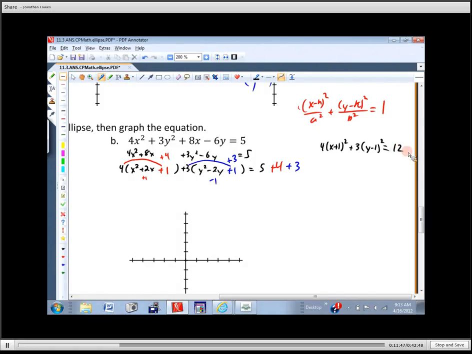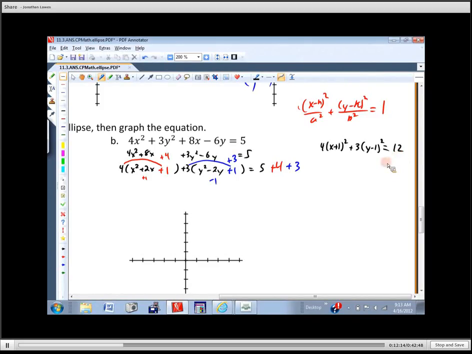Is this in graph-friendly form, Alex? Yes. No. What's wrong with it? Right, it has to be divided by a and b. We need numbers down here, okay, and we need this number right here to be a 1. So how do we turn that 12 into a 1? Divide by 12. So we're going to divide both sides by 12.